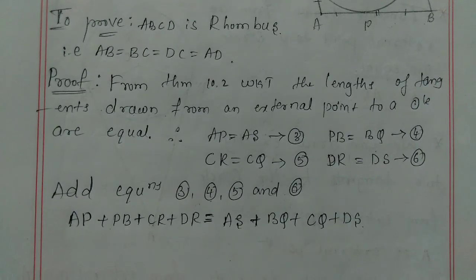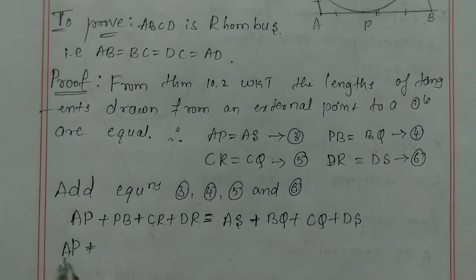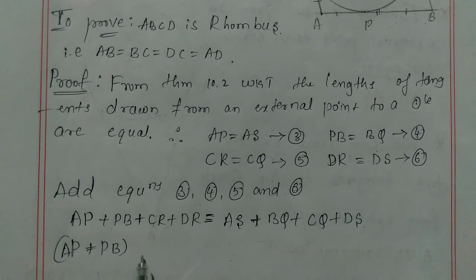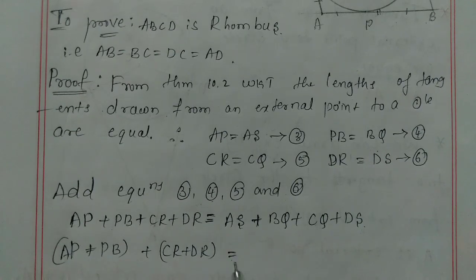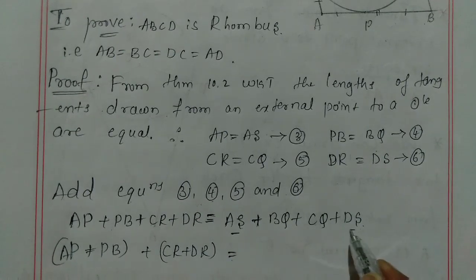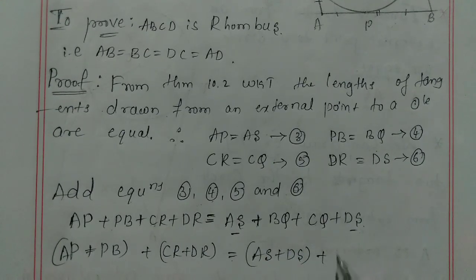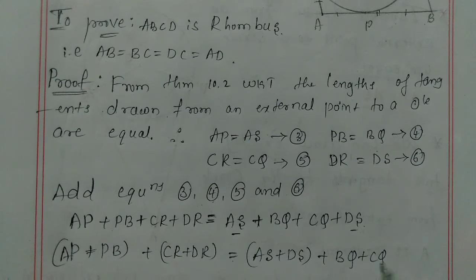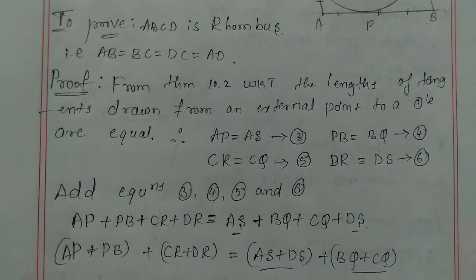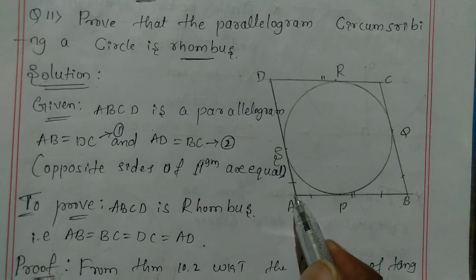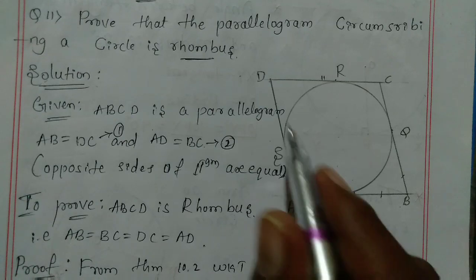Okay, so next I'll write here AP plus PB in one bracket. Okay, so next CR plus DR in one bracket, which equals to, so I write here AS plus DS. Okay, so remaining is BQ plus CQ. So here why I written AS plus DS means, so here you will get a sum of AS plus DS is AD. So that's why I written AS plus DS.